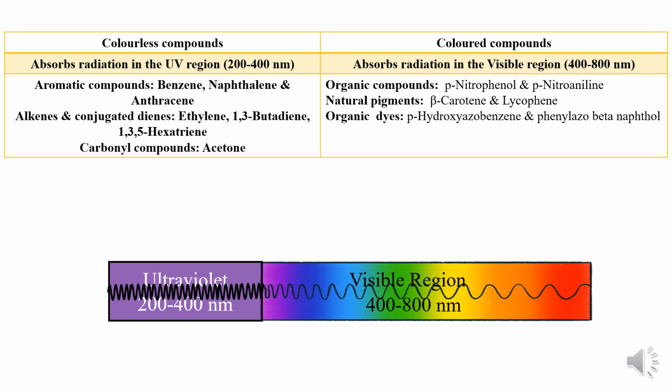Now colorless compounds generally absorb radiation in the UV region, and some of the compounds that absorb in the UV region that are colorless are aromatic compounds like benzene, naphthalene and anthracene, alkenes like ethylene, conjugated dienes like 1,3-butadiene and 1,3,5-hexatriene, and even carbonyl compounds like acetone. And colored compounds, they absorb in the visible region whose wavelength ranges from 400 to 800 nanometers. Colored compounds fall under three categories. They are organic compounds, natural pigments and organic dyes.